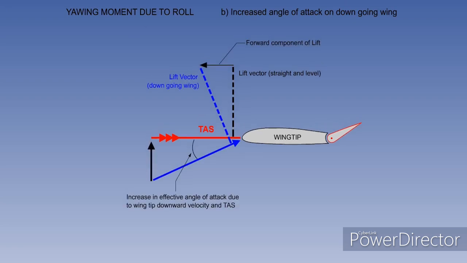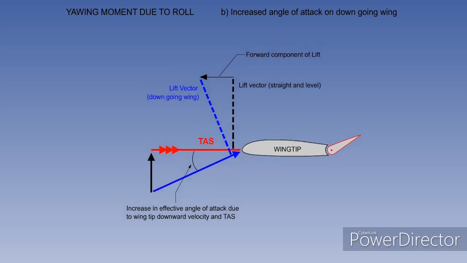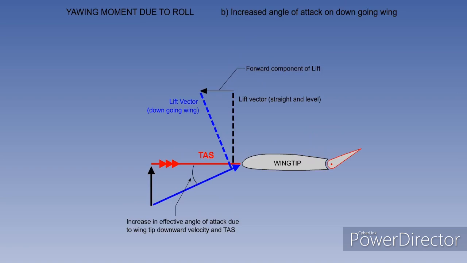Only the downgoing wing is illustrated. You can see that the lift vector acts at 90 degrees to the effective airflow, giving a forward component of lift on the downgoing wing. Thus the yawing moment from the roll is increased. When the aircraft stops rolling, the yawing moment will be absent. We have merely frozen the animation for your further consideration of the vectors and forces.